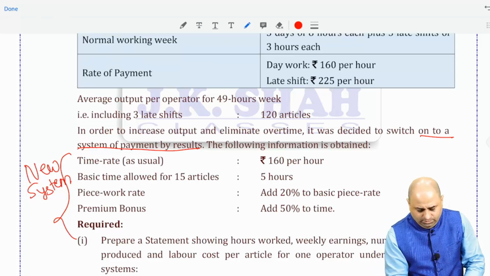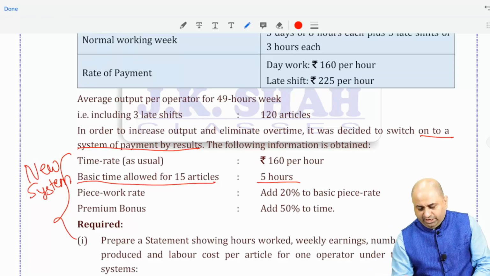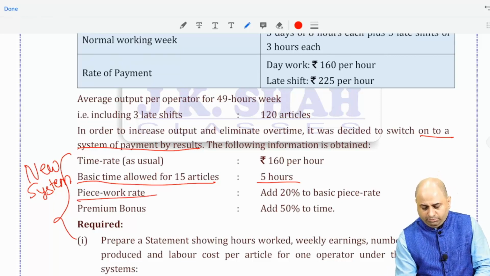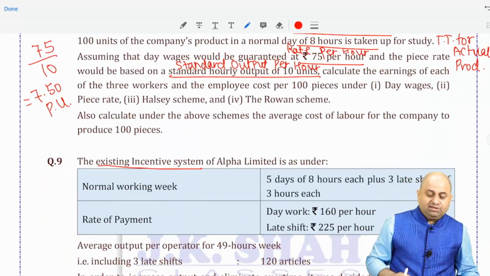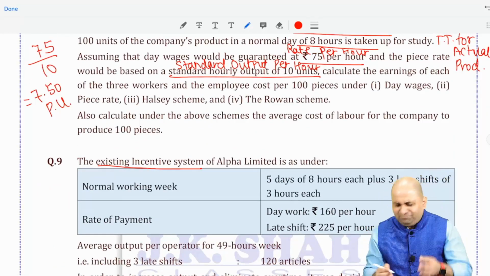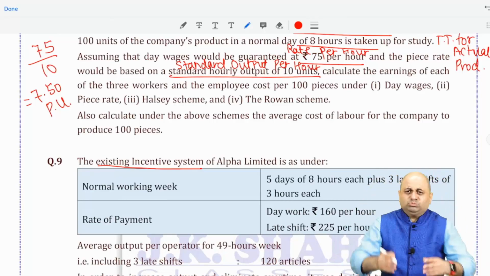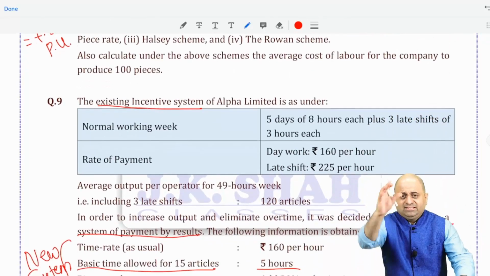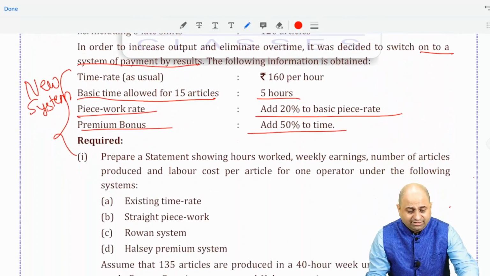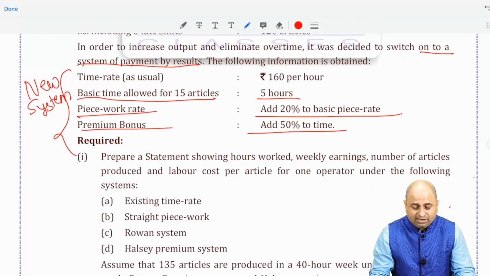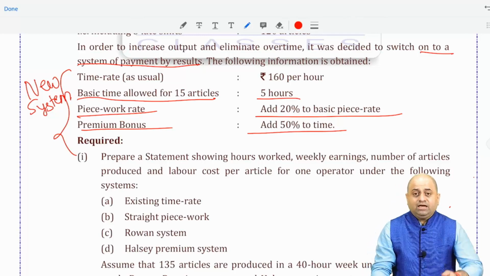Here they have given the basic time allowed for 15 articles is 5 hours, and for piecework they have said add 20% to basic piece rate, premium bonus add 50% to time. Existing system of Alpha Limited, Beta Limited, Gamma Limited, who's bothered? We solve the problem. Existing system is given first and new system is given after that, and then they have asked to prepare a statement showing etc.